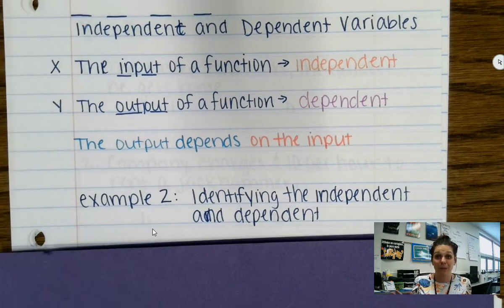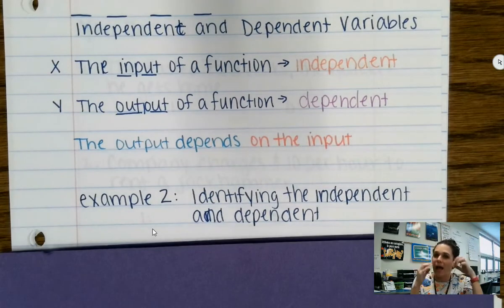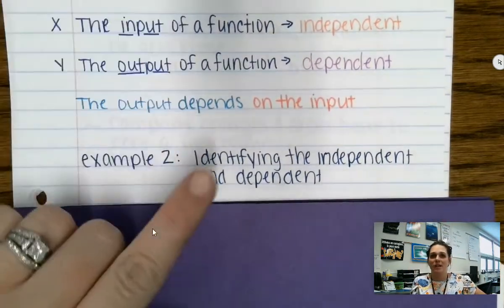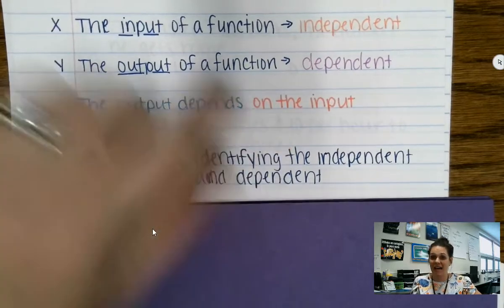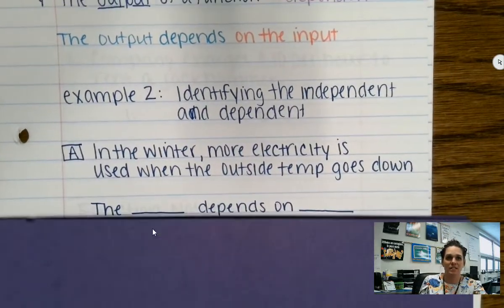Now, I'm going to be completely honest with you. There's a reason why I'm in math. I am not a wordsmith in any capacity. So some of these I have to think really hard about and ask, which one is going in and which one is coming out? That's how I decide my independent and dependent. And I will always use the phrase, which thing depends on the other. So let's take a look at this first example.